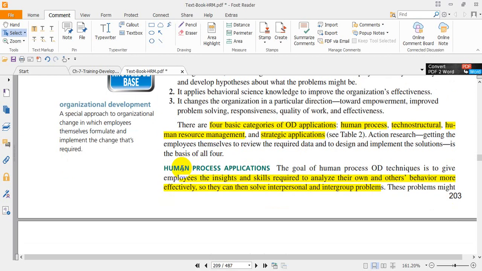The first category is human process applications. The goal of human process organizational development techniques is to give the employees the insights and skills required to analyze their own and other behavior more effectively, so they can then solve interpersonal and intergroup problems. So in this human process application, the employees can solve interpersonal and intergroup problems.